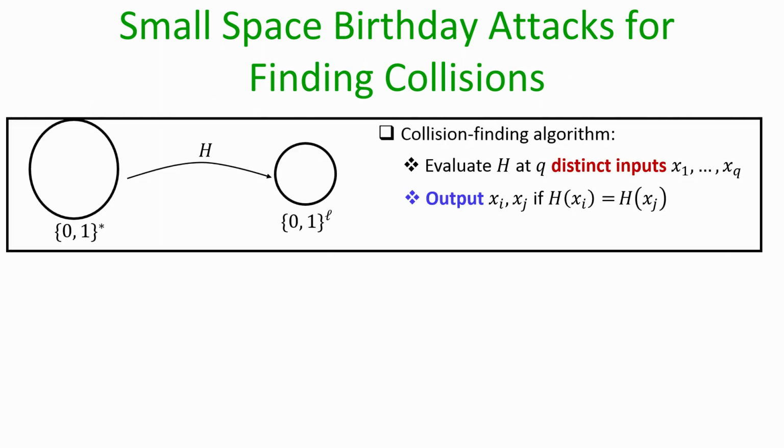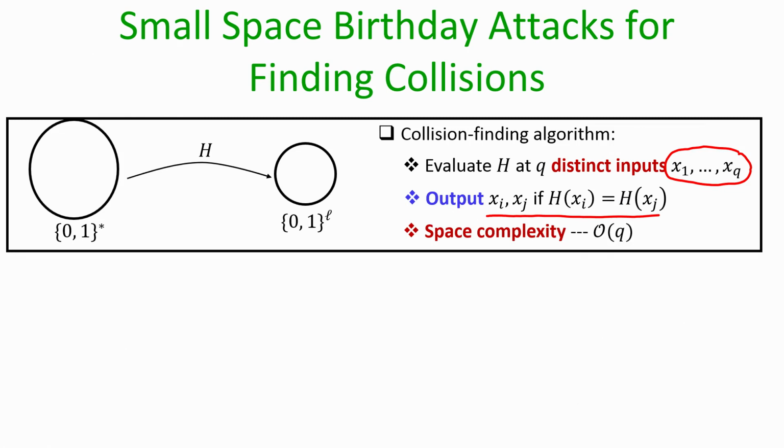The idea here remains the same. Remember, in the generalized collision finding algorithm, we evaluated the hash function at q distinct inputs, and we had to store all those hash values, because when we are comparing the x inputs and their hash values to find out whether there exists a collision or not, we need all the xi, xj pairs and their corresponding hash values. So, it turns out that the space complexity here is of order q.